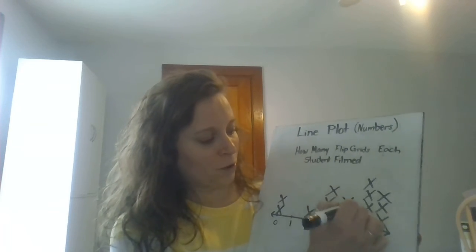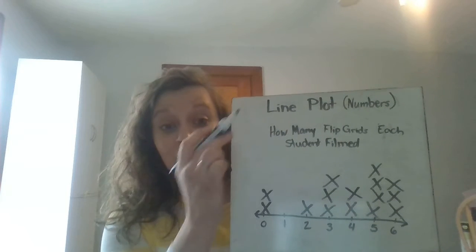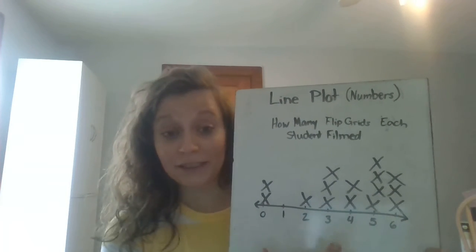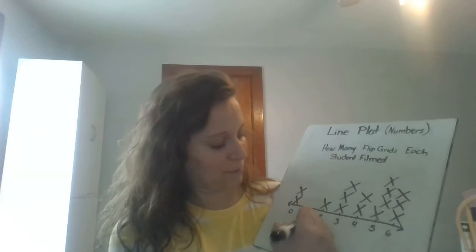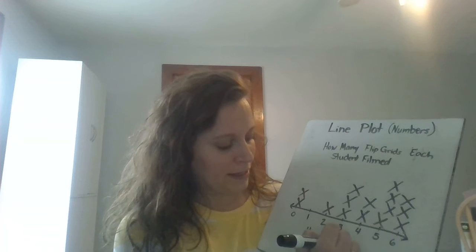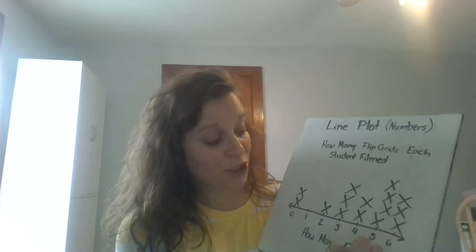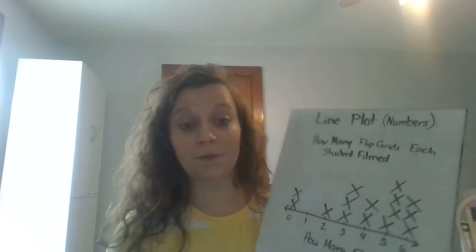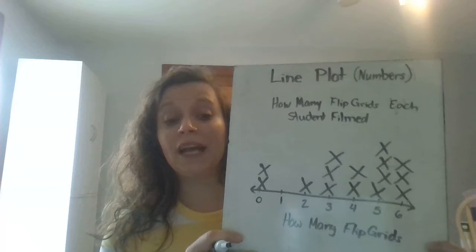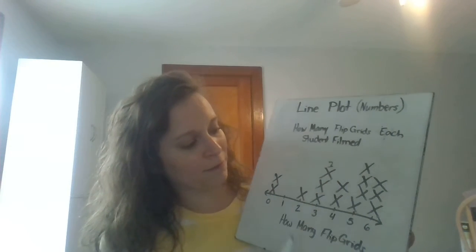3 and 4. So I went through all my class list and I put an X on each spot on my line plot graph to show how many Flipgrids each kid has done. And I should have labeled this, how many Flipgrids. And so each X on here stands for what? Stands for 1 student. So I could say how many students just did 3 Flipgrids? Well, 3 kids did 3 Flipgrids.